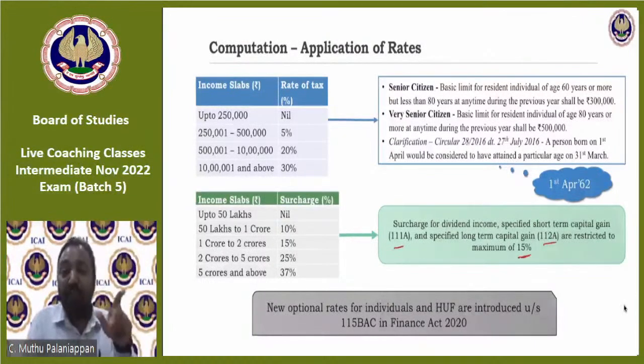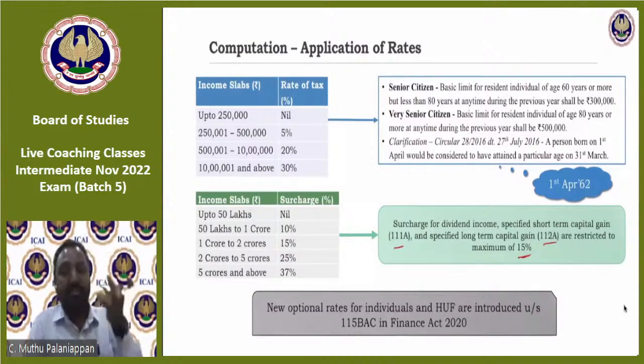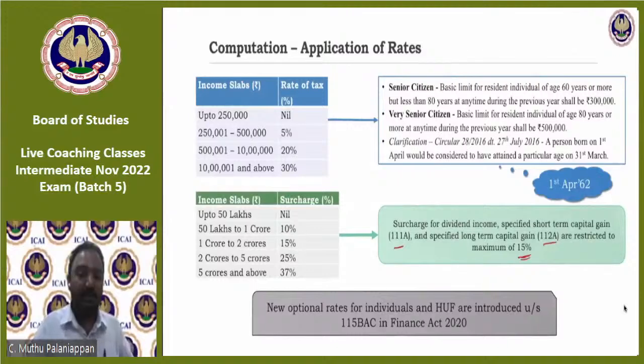We said share of profit in a partnership firm is exempt. Why? Because it is already taxed in the hands of the firm. But distribution of profits from the company is still taxable in the hands of shareholders also. So since it is already undergoing additional taxation, they're restricting it to 15%. So that's the reason why it is restricted to 15%.